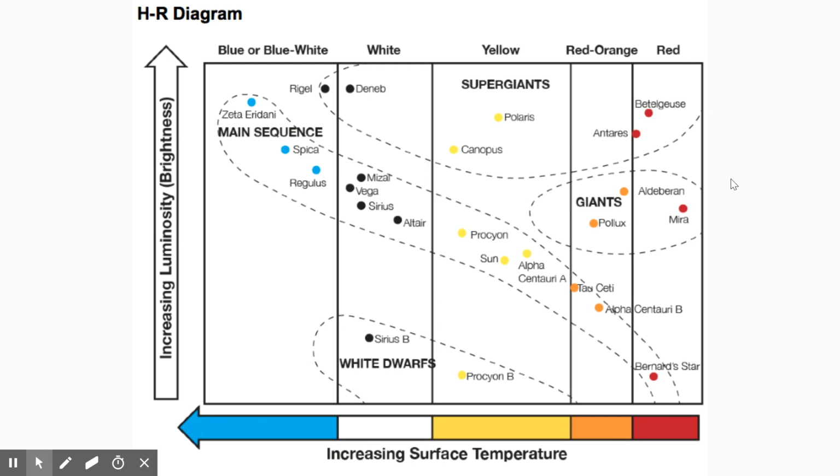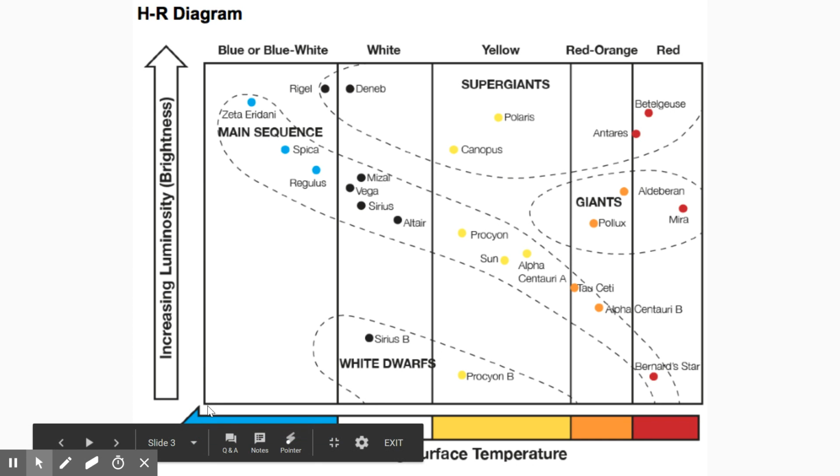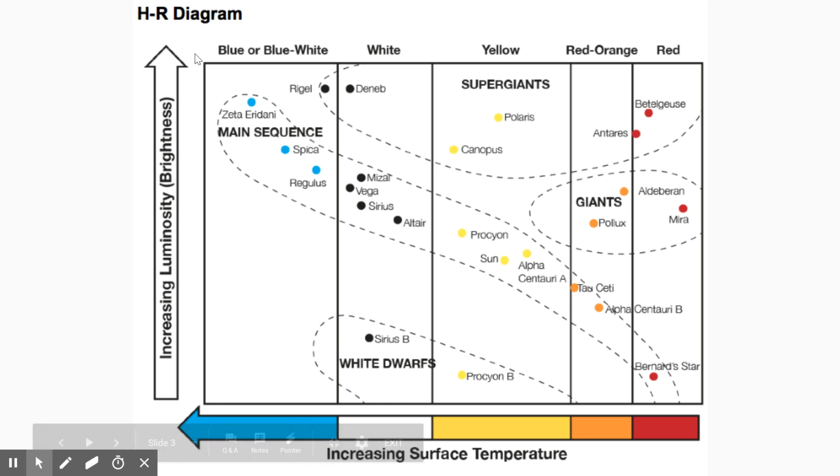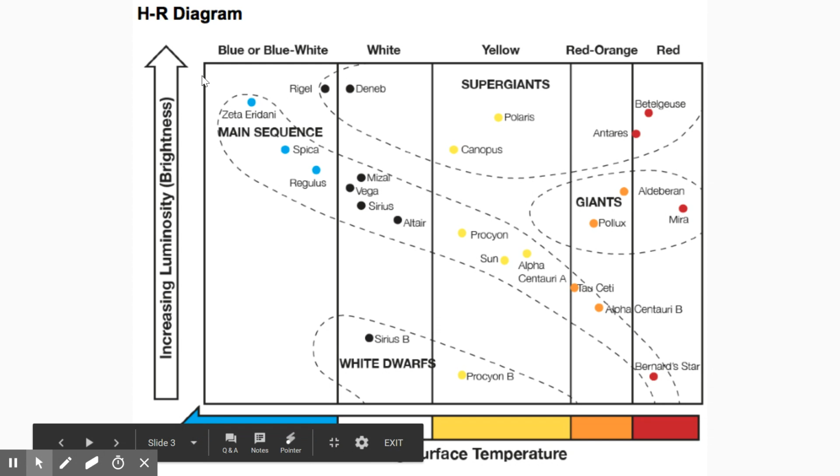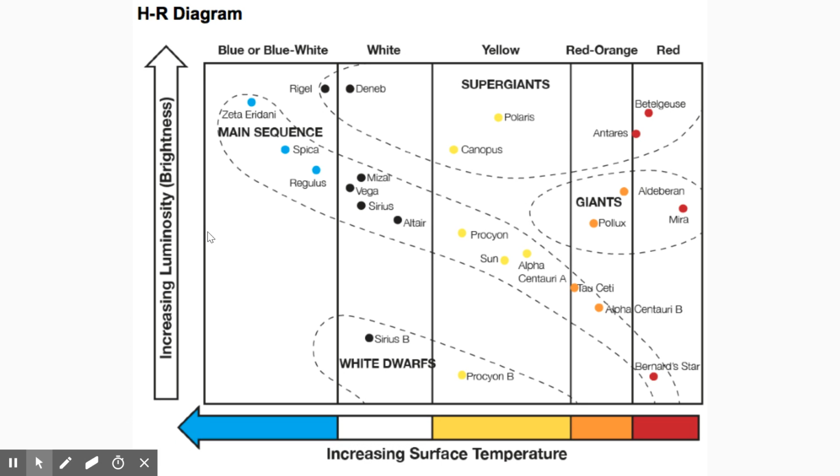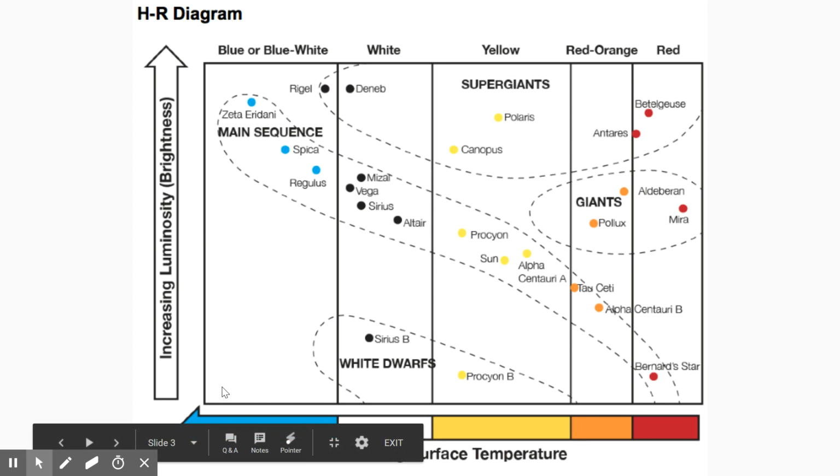On the y-axis, we can see increasing luminosity. So that means the brightness is going to increase as we go from the bottom to the top. So the dim stars are at the bottom, while the really bright stars are at the top. And then we call this section about average. So it can be bright, average, or dim.